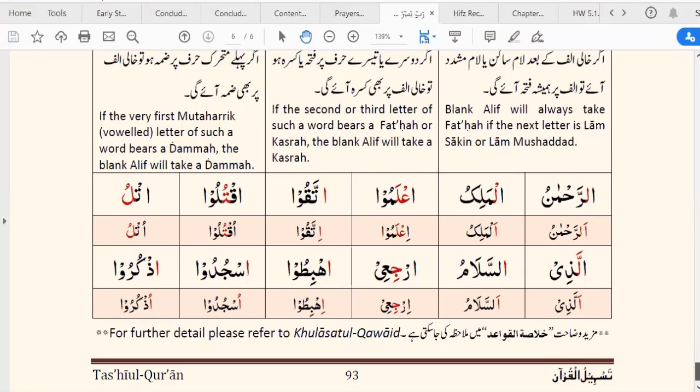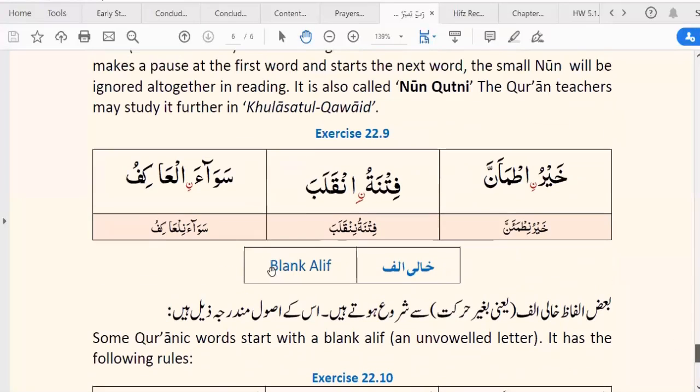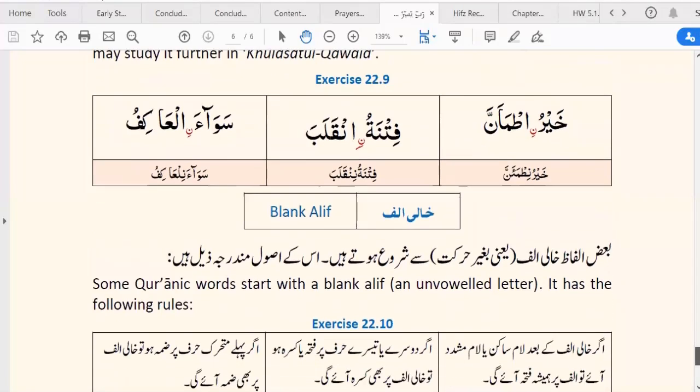Okay. According to the table, I think it's best we start off with this example. Okay. Sawa is separate. Cover the noon kutni or miniature noon, and I'm going to read this as al-akif. Okay, and the reason why is in this table below.